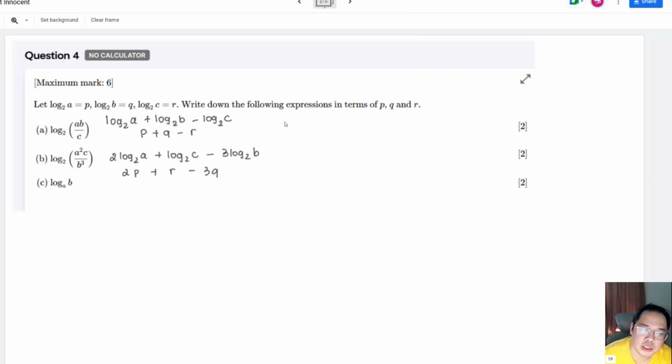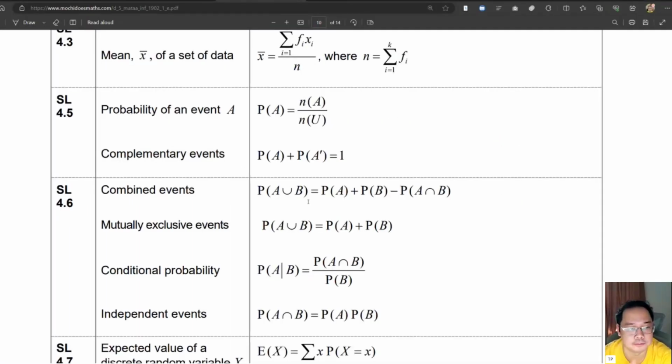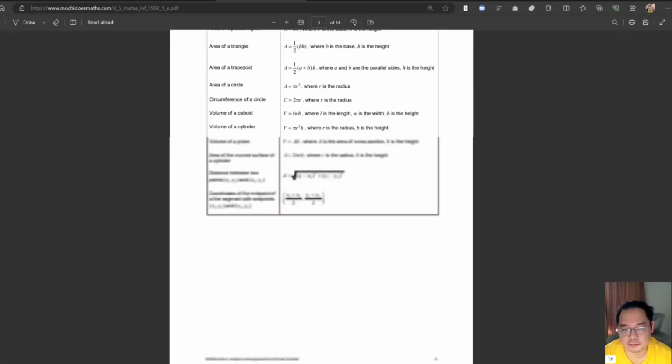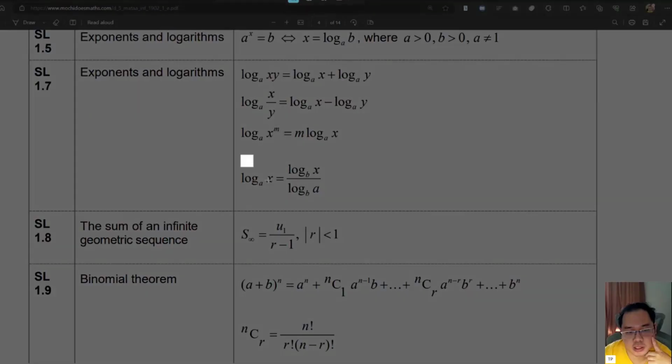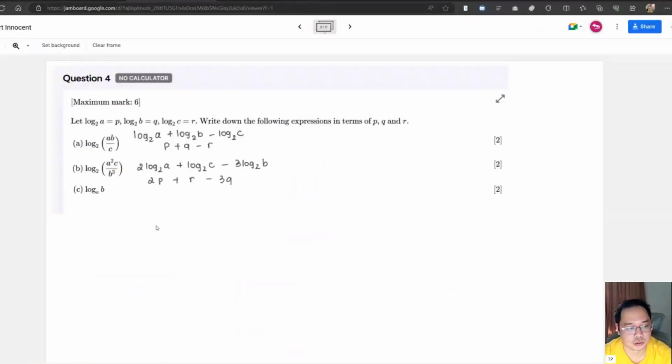Okay. Lastly, question C, log AB. So now we see that the base is different. The base is not 2, so you need to think about how to change the base. The base change formula. Check the formula sheet. Go to topic 1. Here, this is the formula that allows you to change the base. Topic 1.7. Take that formula and apply it to change the base from base 2 to base A.